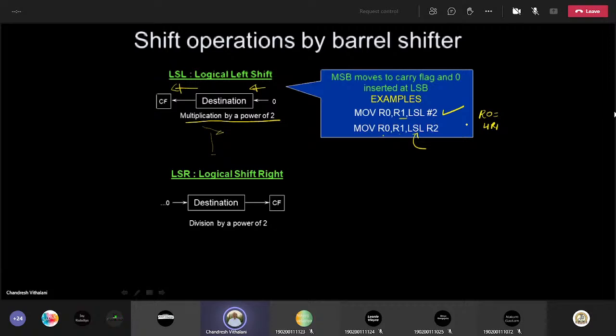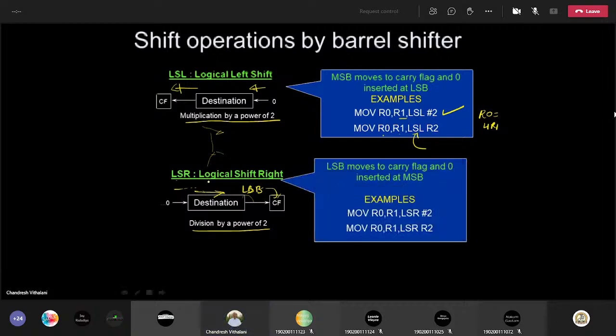Logical shift right is exactly the opposite: all the bits are shifted to the right side. That means it will divide the number by a power of 2. If you shift by 1-bit position, it will divide by 2. If you shift by 2-bit positions, it will divide by 4, like that. But here the LSB will be transferred to the carry flag, and zeros will be inserted at the MSB. Again, you can combine this with the data transfer instructions. In this case, R0 is equal to R1 divided by 4, because we are shifting R1 right by 2-bit positions. And in this case, we are shifting right by the number of bit positions specified in register R2.